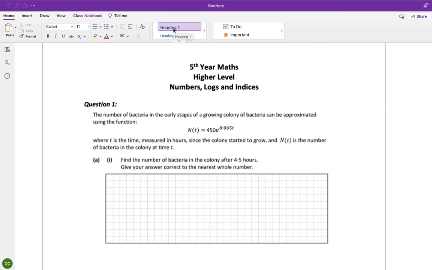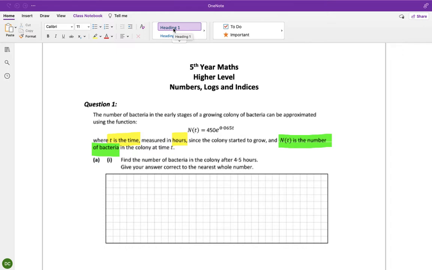The number of bacteria in the early stages of a growing colony can be approximated using this function, where t is the time, measured in hours since the colony started to grow, and N(t) is the number of bacteria. Find the number of bacteria in the colony after 4.5 hours.